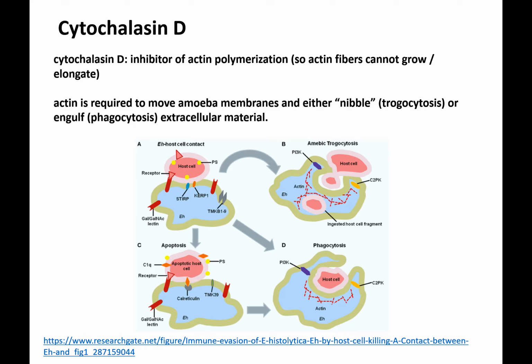Cytochalasin D is an inhibitor of actin polymerization, so your actin fibers can't grow and elongate, and so we've already talked about that actin is important for both trogocytosis and phagocytosis. Again, actin is shown as these little dotted lines, so they're analyzing if actin is indeed important, and I think what they're trying to do is really say that you have to have this taking in of part of the membrane. It's not just contact, right? It's not just we're going to touch each other and I'm going to get something transferred.